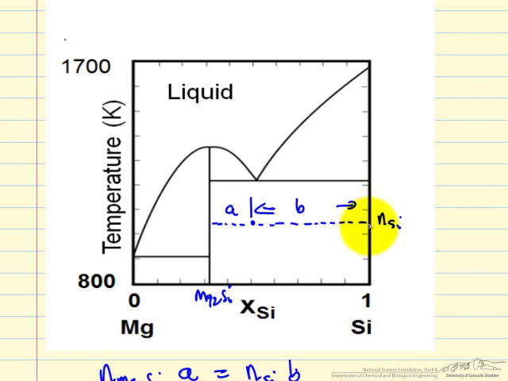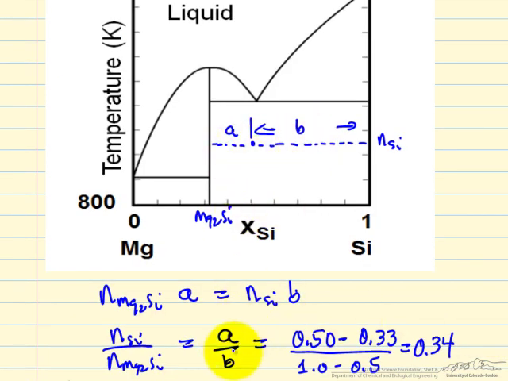In other words, the further away our average overall composition is from pure silicon, the closer we are to the compound and the more we have of it. So A over B, in the lever rule, is proportional to the number of moles of silicon over the number of moles of the compound. That's the lever rule. We can do it for any binary system where we have two phases. We can apply it in this region, and of course, this region.